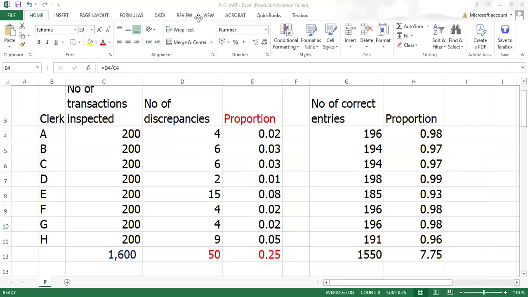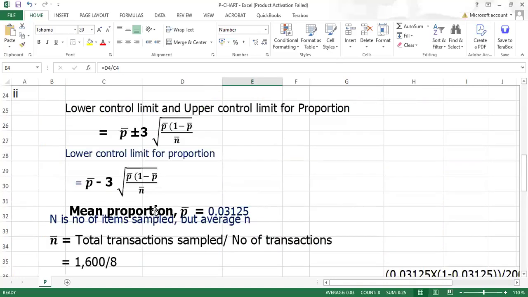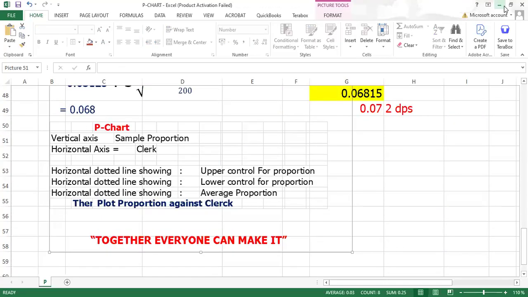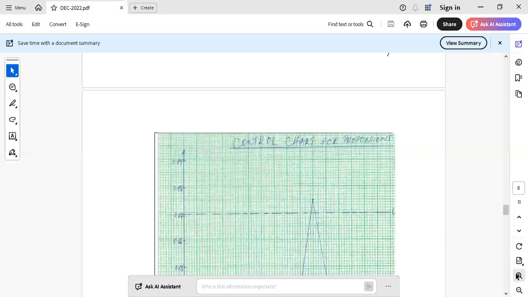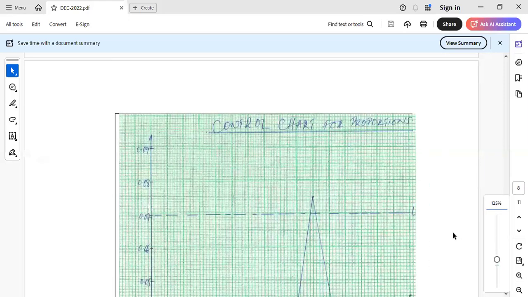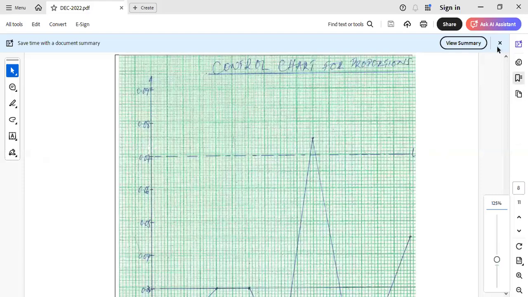Just a minute. We have to plot. Still the same page. P chart, everyone can make it together. Horizontal dotted line showing upper control for proportion. What about now? The graph.